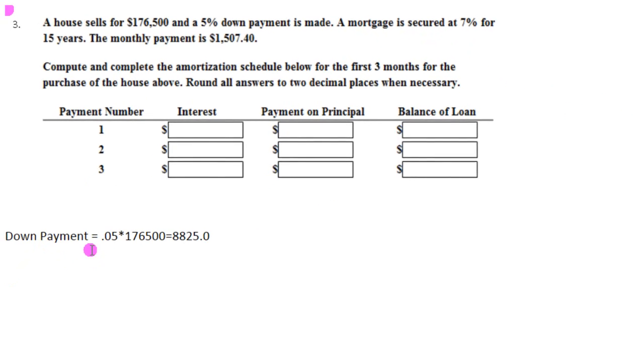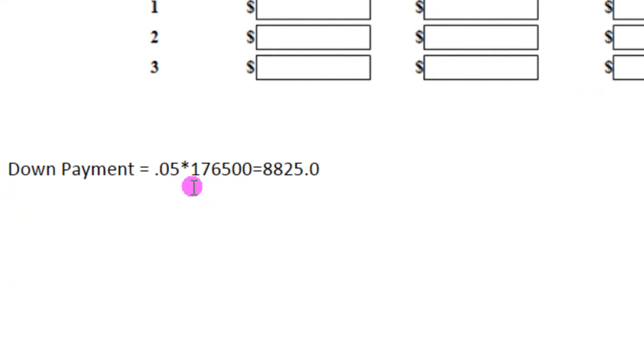So again, the down payment is 5%. So we're going to use the decimal 0.05 times the purchase price of the house, which in this case is $176,500. And so that gives us a down payment of $8,825. So now we need to figure out how much money needs to be borrowed for the mortgage. And yes, you probably guessed that we're going to have to take this down payment amount and subtract it from the selling price. So our next step will be to figure out the mortgage amount by taking the down payment subtracted from the selling price of the house. So let's do that next.